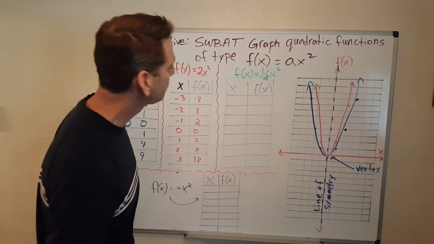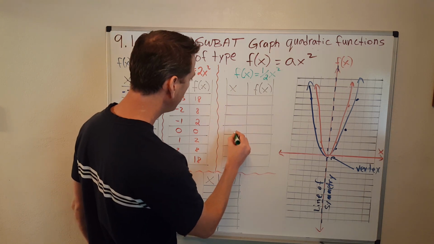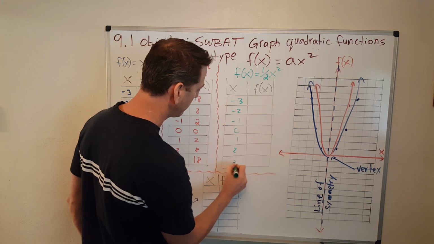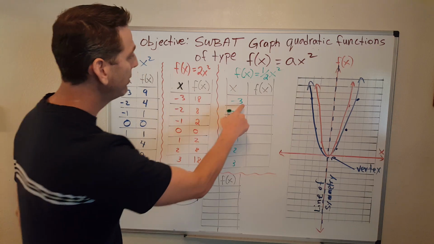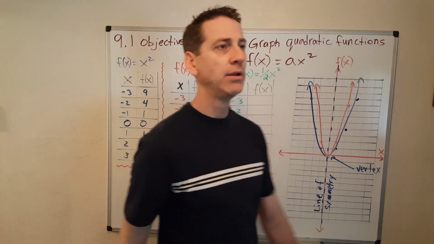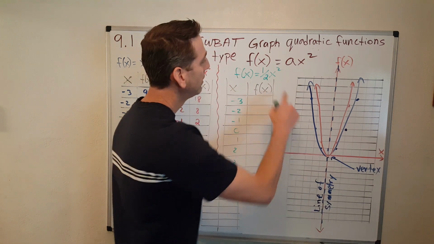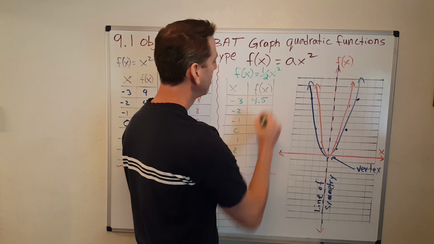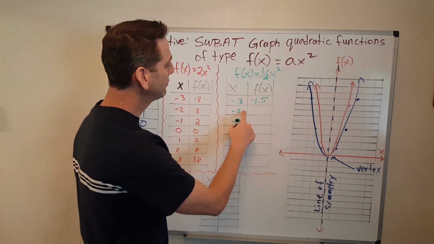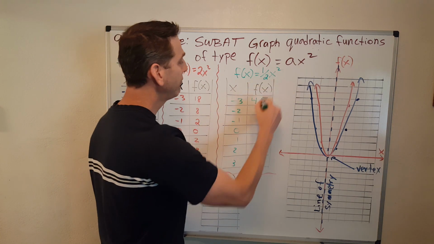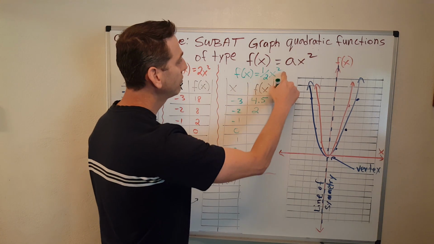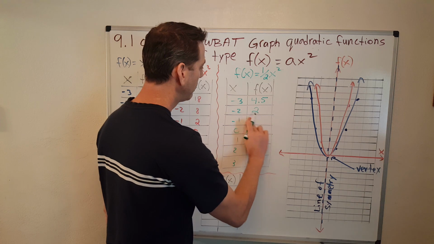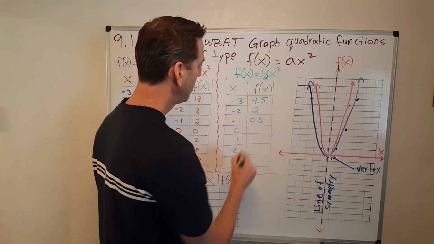We're going to do this one in green. Again, we're going to do our same points here: negative 3, negative 2, negative 1, 0, 1, 2, and 3. At negative 3, squared is 9, and half of 9 is 4.5. At x equals negative 2, squared is 4. Half of 4 is 2. Negative 1 squared is 1. Half of 1 is a half. We're using decimals here, aren't we? And that's going to be 0.